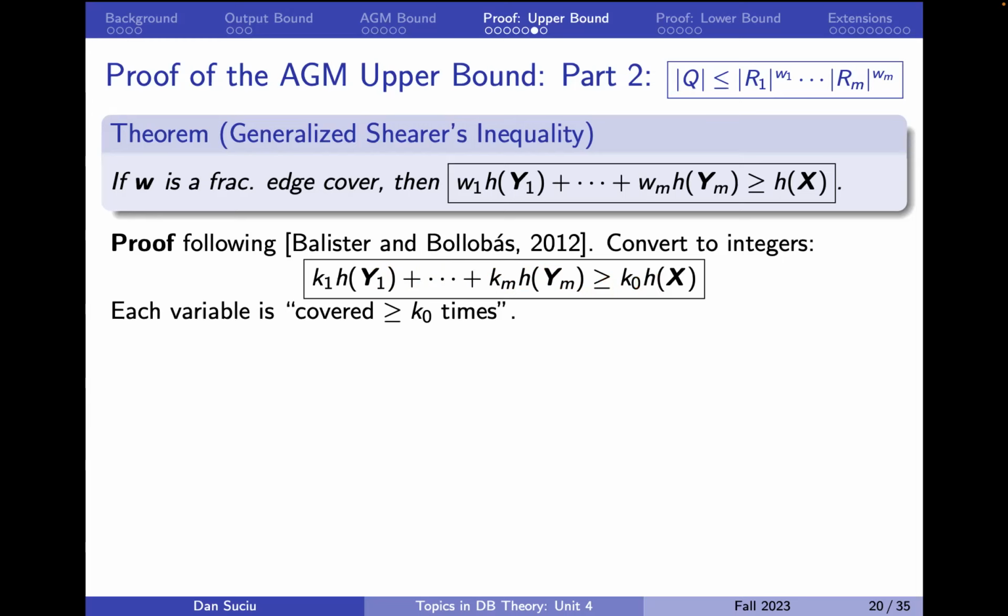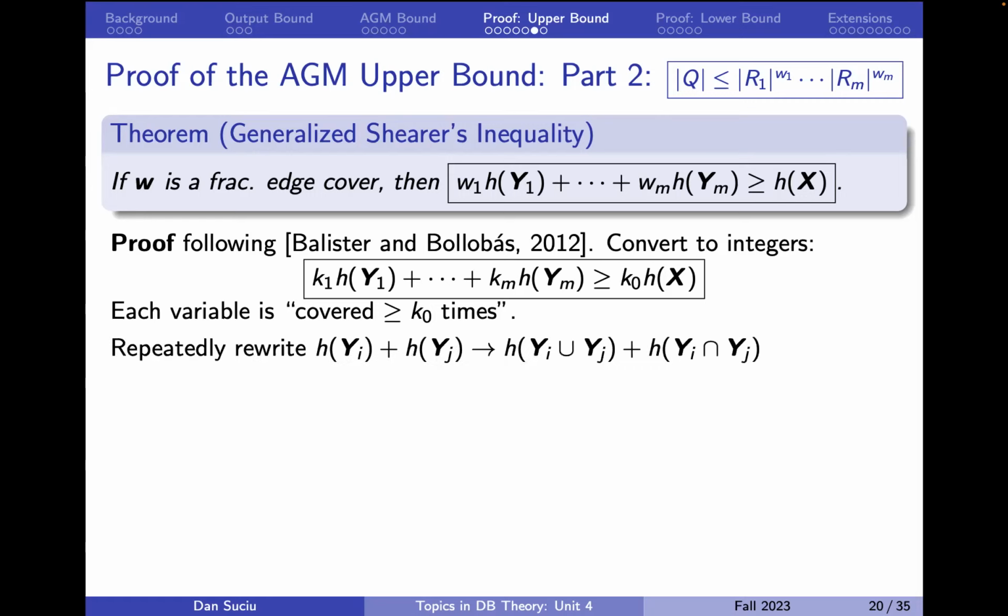Okay, so how do we prove an inequality? We apply submodularity. This is a beautiful proof from Bollobás and Thomason. All you need to do is repeatedly apply the submodularity rule: take two terms from the left, replace them with a union and intersection. Three observations. Observation number 1: each variable continues to be covered k0 times. We never lose a variable on the way.